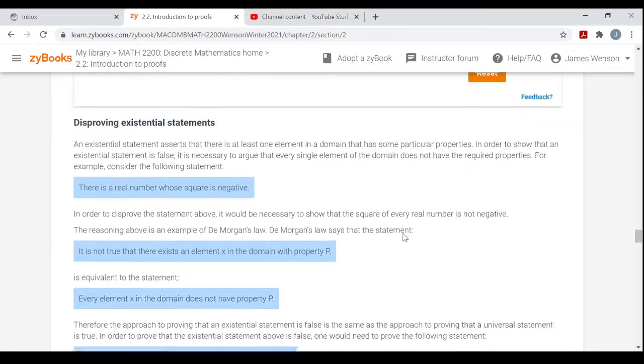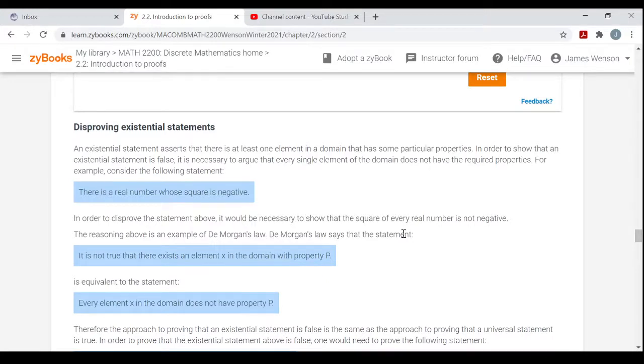All right. Now, disproving existential statements. When I say there is, the opposite is there isn't. So if I say there is an element of the domain that makes the statement true, the opposite of that would be there is not an element of the domain that makes it true, meaning every element of the domain makes it false. Remember how to negate existential statements with De Morgan's law.